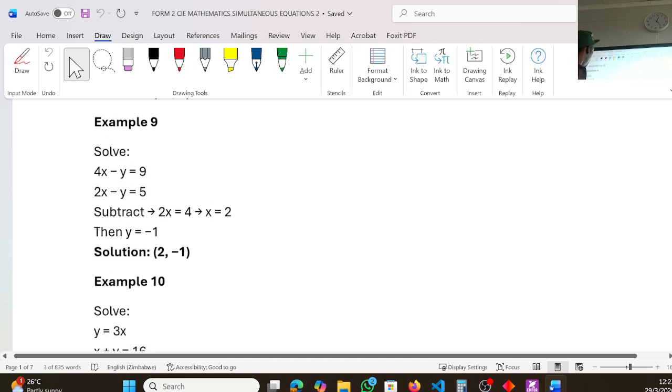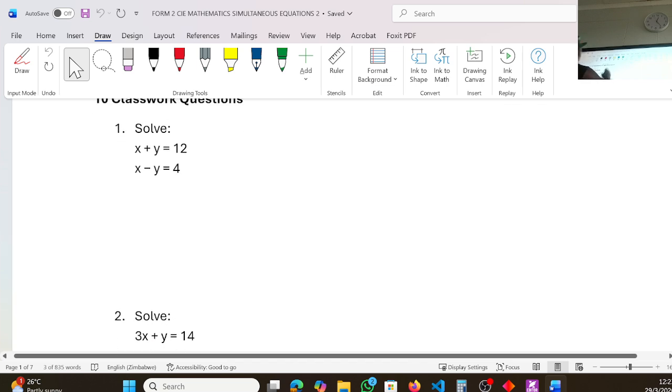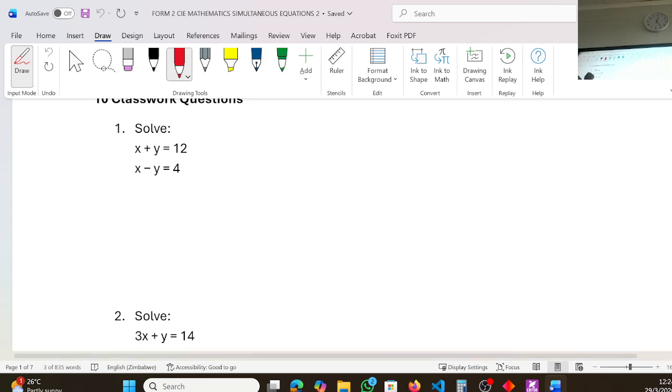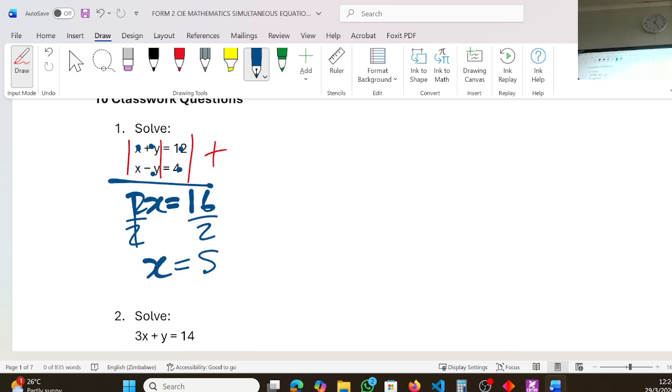Let's see how we can follow what was required. So looking at this equation, we are interested in elimination. So things are in line, both x and y. If you can see clearly, if we add in line, we are going to get x plus x, that's 2x, plus y minus y, we eliminate y, then 12 plus 4 gives us 16. Therefore, we have got an equation 2x equal to 16. Therefore, our x is equal to 8.